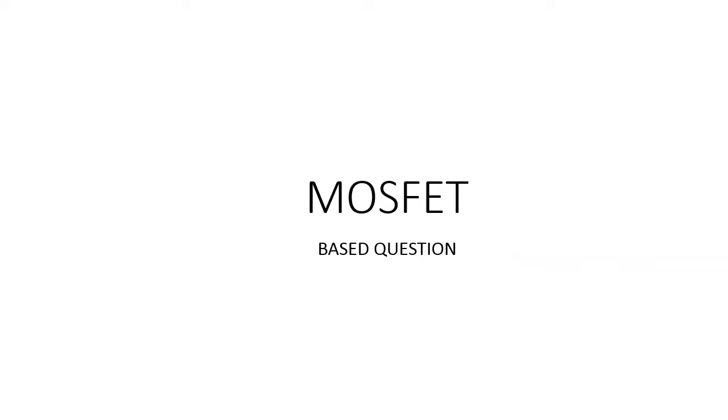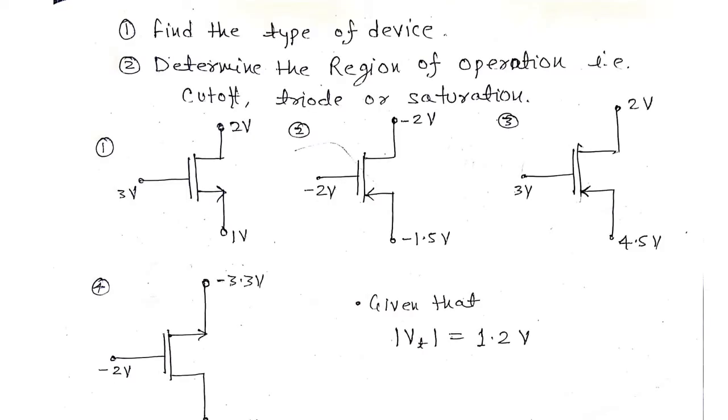Now I have come up with a new question based on the MOSFET. So let's see the question. In the question, it is asked what type of device it is for 1, 2, 3, and 4. Which type of device is this? And second part, determine the region of operation, that is cutoff, triode, or saturation region.